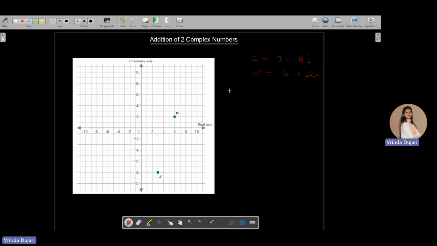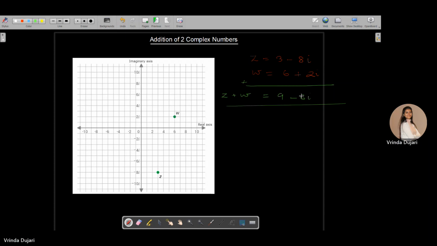So first, let's quickly revise how we used to add two complex numbers. It was very simple. We just used to add the real parts together and the imaginary parts together. So if you were to add these two, you're going to get z plus w is equal to, you add 3 and 6, the real parts together, so you get 9, and you add the imaginary parts together. So negative 8 plus 2, that's negative 6i. Yeah, so this would be the value of z plus w.